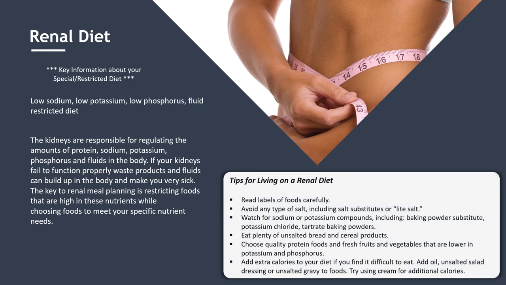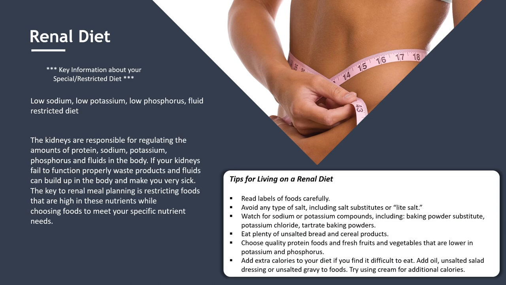Renal diet. Low sodium, low potassium, low phosphorus, fluid-restricted diet. The kidneys are responsible for regulating the amounts of protein, sodium, potassium, phosphorus, and fluids in the body. If your kidneys fail to function properly, waste products and fluids can build up in the body and make you very sick. The key to renal meal planning is restricting foods that are high in these nutrients while choosing foods to meet your specific nutrient needs.